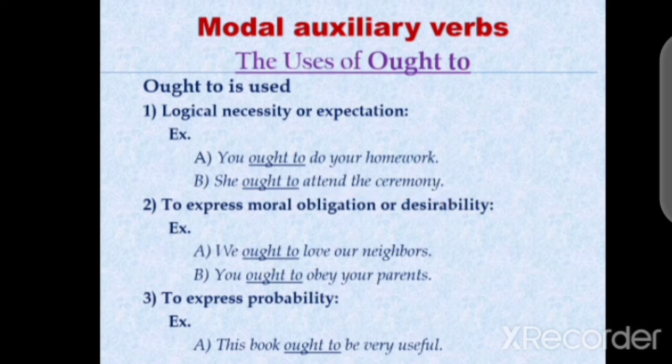Next rule, it is used to express moral obligation or desirability. For example, we ought to love our neighbor. So this example expresses desirability. You ought to obey your parents. So this example expresses obligation or compulsion. Next, it is used to express probability. For example, this book ought to be very useful.